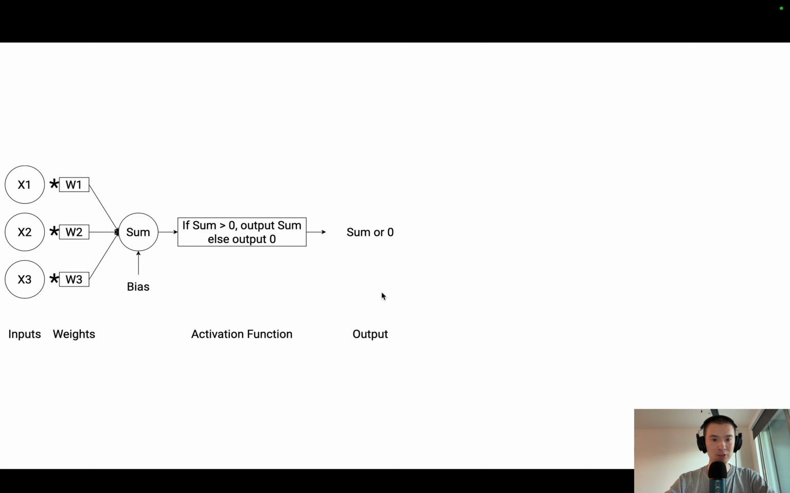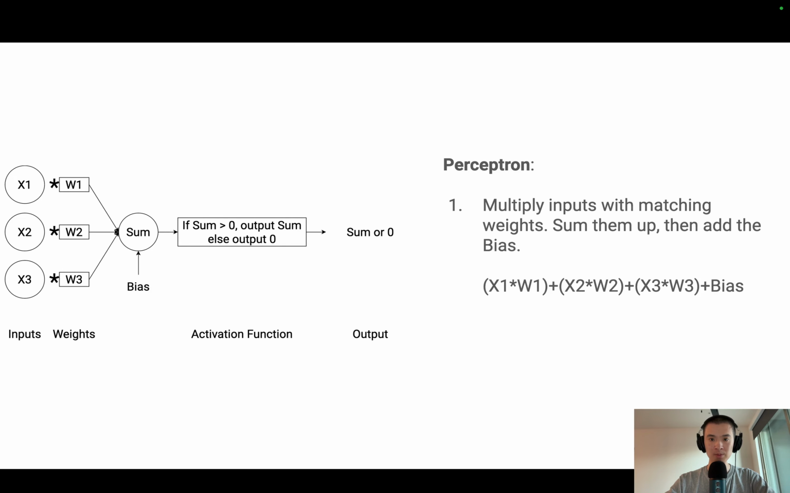Here is a diagram of a perceptron, and here's the logic being run. Number one, multiply the inputs with matching weights, sum them up, then add the bias. So here we do x1 times weight 1, x2 times weight 2, plus x3 times weight 3, plus the bias. Then input the sum into an activation function to get an output. And this activation function we can customize to be whatever we want.